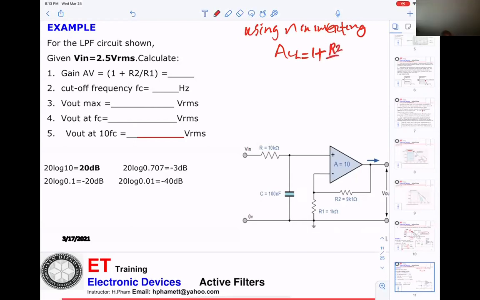Okay, so you go ahead and do the calculation for me. Gain equals what? 10. Okay, good. Cutoff frequency, same formula: 1 over 2 pi RC.